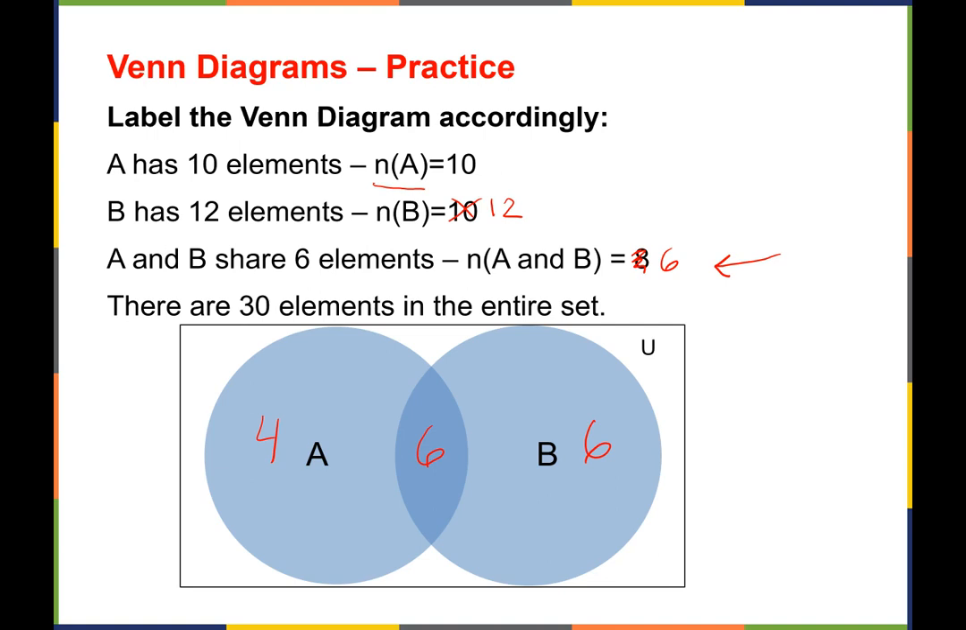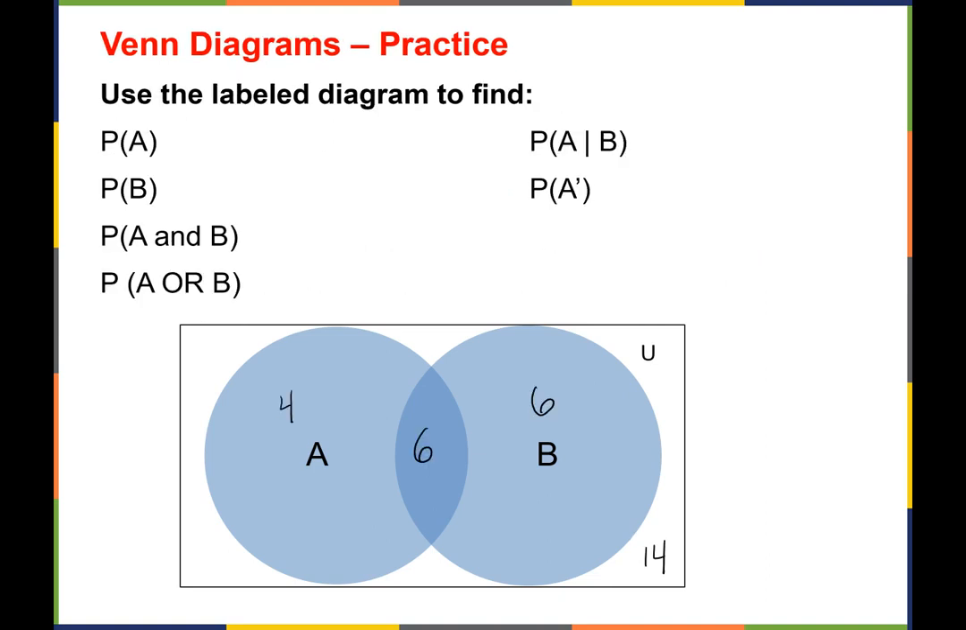And finally, there are 30 elements in the entire set. The entire box has 30. Inside A and B together, there's 4 plus 6 plus 6, which is equal to 16. So that means there have to be 14 out here in the white space that aren't in A or B or their intersection or anything. So this can help us find some probabilities.